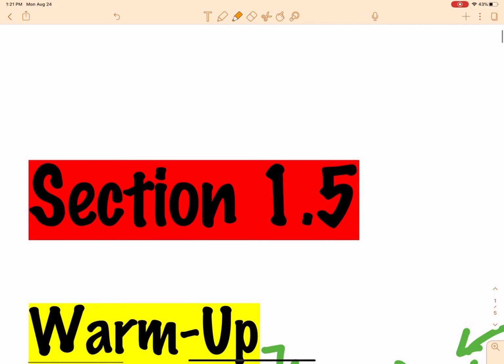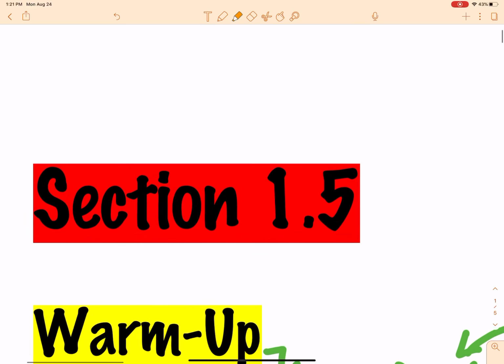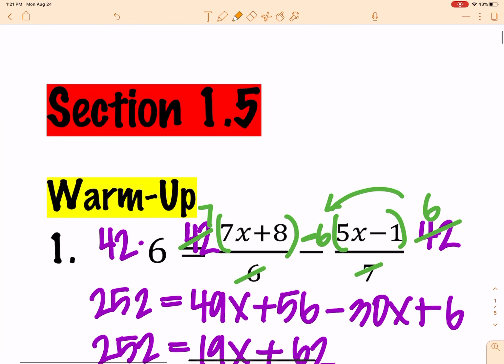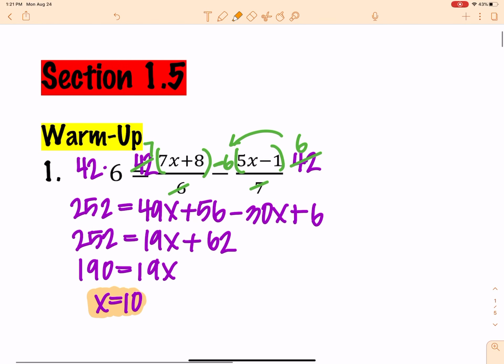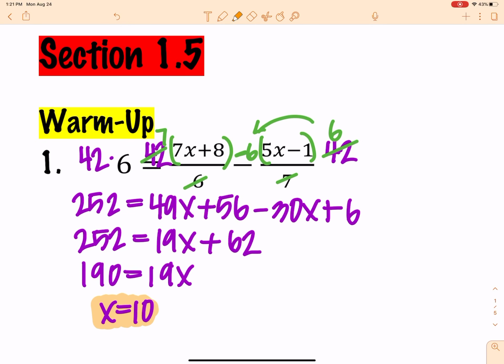All right, so as of right now, you should have all three problems completed. Number one is a clearing fractions problem. So you should multiply everything by the LCD of 42 and get an answer of 10.